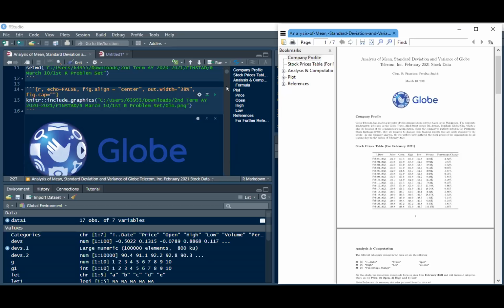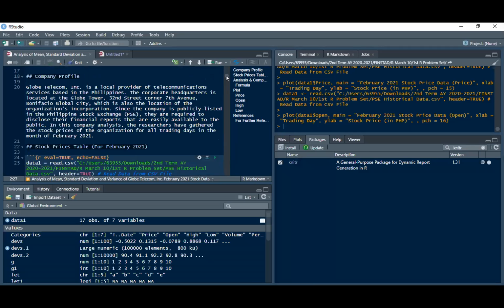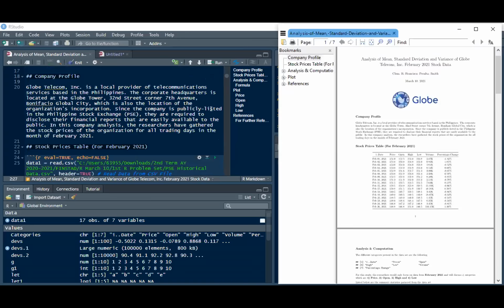Then for the file name of Globe, we just use the working directory. So that's it, sir. Did you include in the upload that PNG file? Yes, sir. It's in the G Drive.